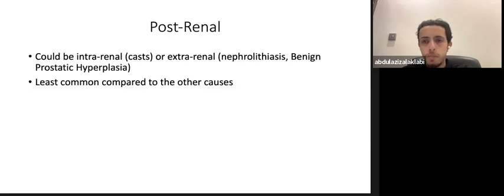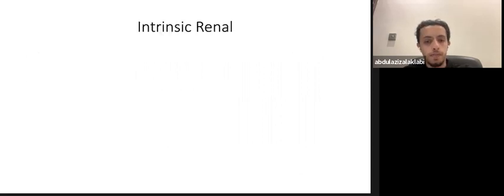And the reason why it's much less common is because usually when you have obstruction in the path from the kidneys to the urethra, it usually is unilateral. And as we said before, if it's unilateral, the other kidney will compensate and you won't have renal failure. So seeing a bilateral obstruction is much more rare than seeing the other two categories, intrinsic and pre-renal failure.